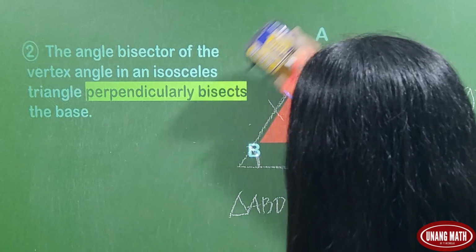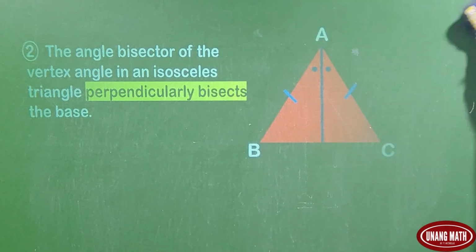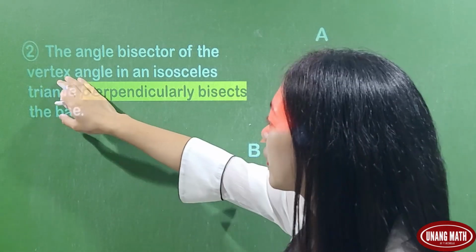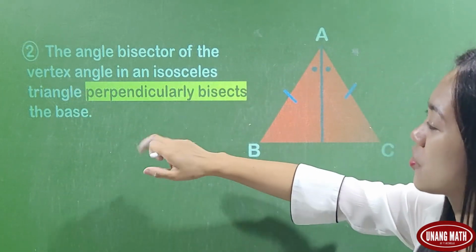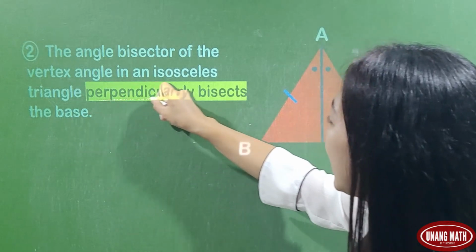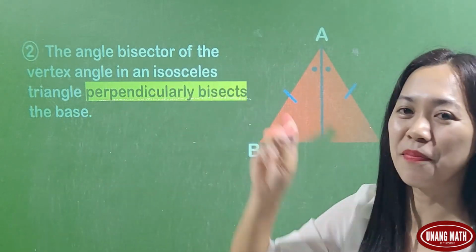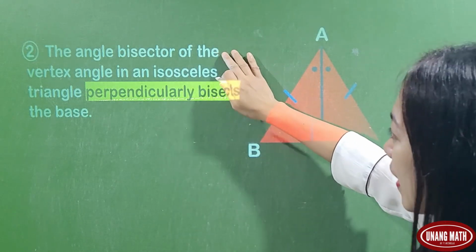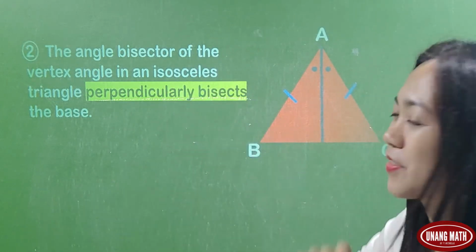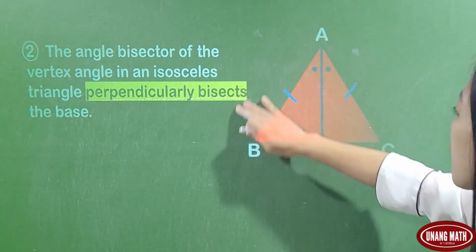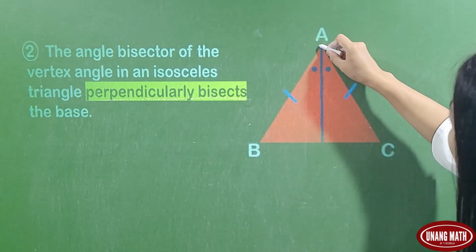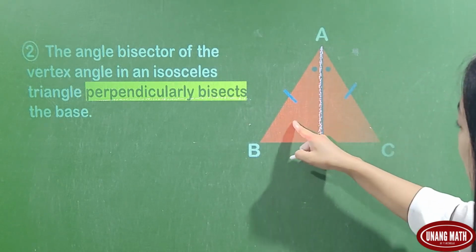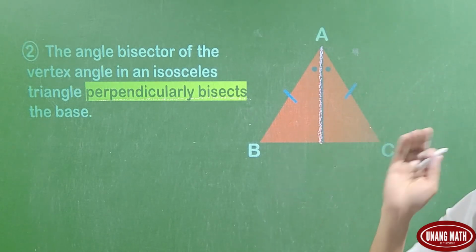Moving on to our second property. According to this one, the angle bisector of the vertex angle in an isosceles triangle perpendicularly bisects the base. Okay, I will explain why the angle bisector perpendicularly bisects the base. Okay, if this is our isosceles triangle, this is our angle bisector. Okay, again, this bisector bisects this triangle into two congruent triangles.